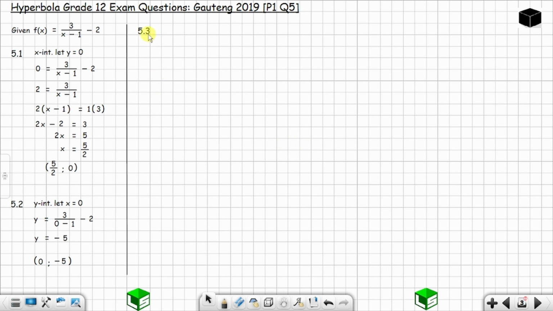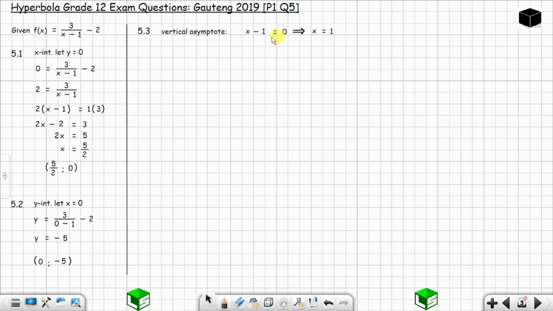So to sketch the graph of f, we are going to need the x-intercept, the y-intercept, and also the vertical asymptote. Remember a hyperbola has two asymptotes, a vertical asymptote and a horizontal asymptote. To get the equation of the vertical asymptote, you take what you have in the denominator, x minus 1. You equate it to 0 and you solve for x. You take negative 1 to the right. Now you have positive 1.